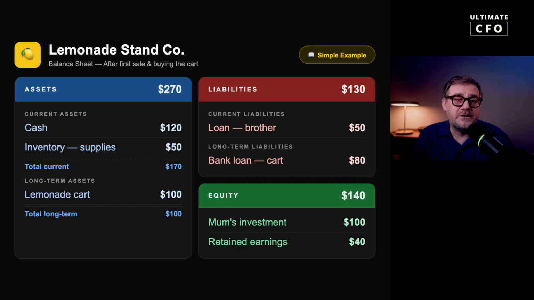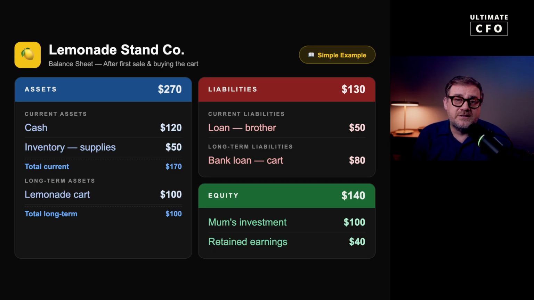Next, let me show you some additional subcategories in the balance sheet structure. That lemon cart you bought, that's what we call a long-term asset. You're not going to use it up in a month or even 6 months. You're going to have that cart for maybe a couple of years. The lemons, on the other hand, that is inventory, a current asset. Your cash as well. It's a current asset because it is accessible to you at any time.